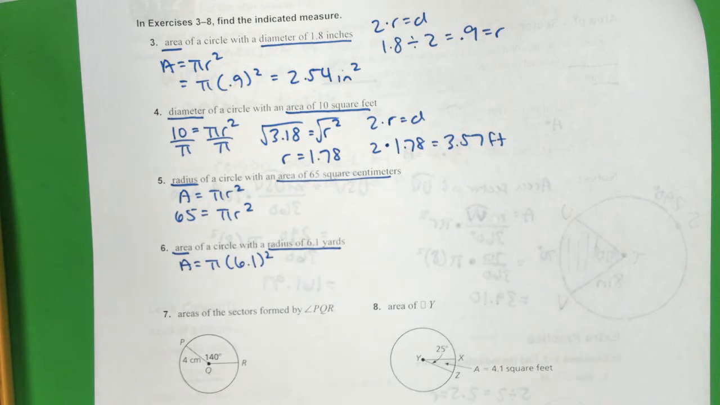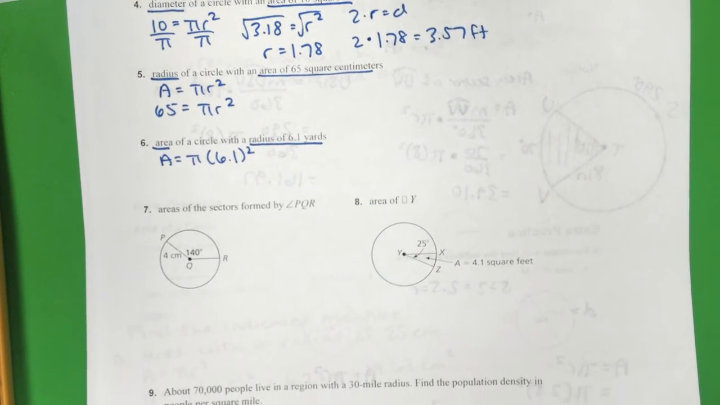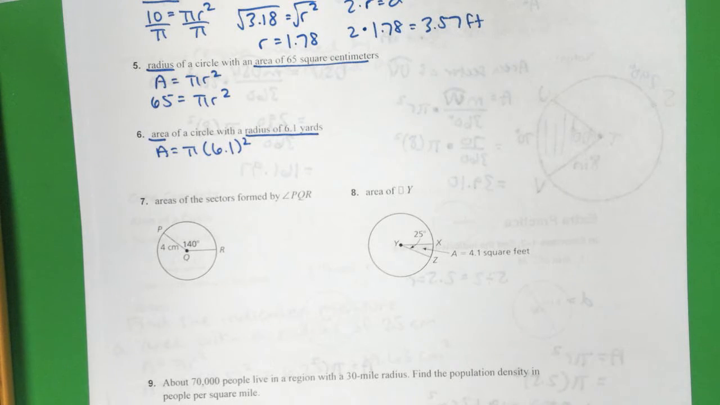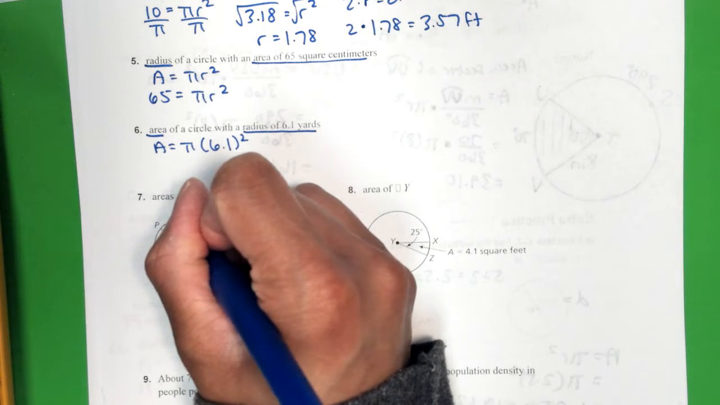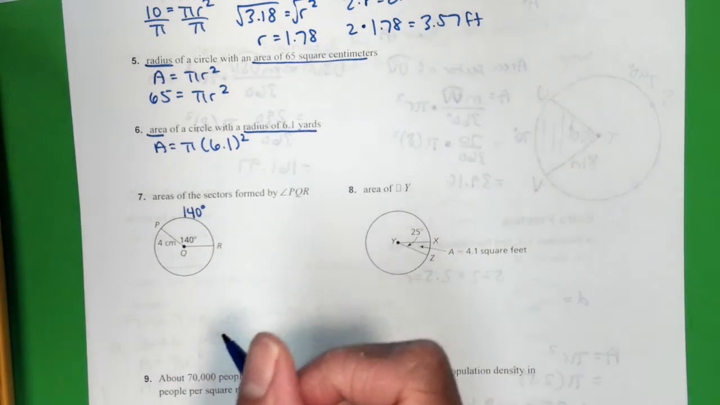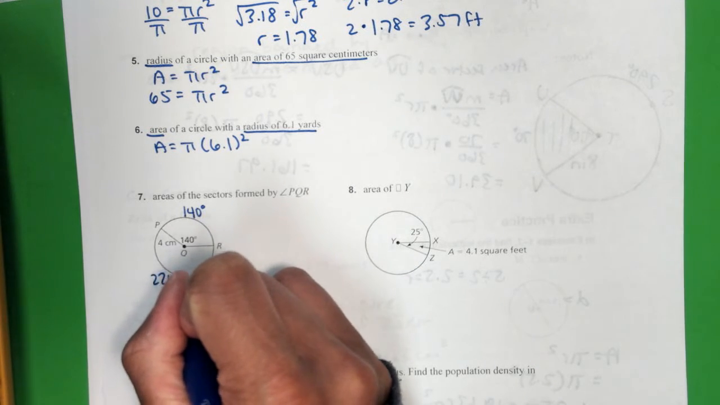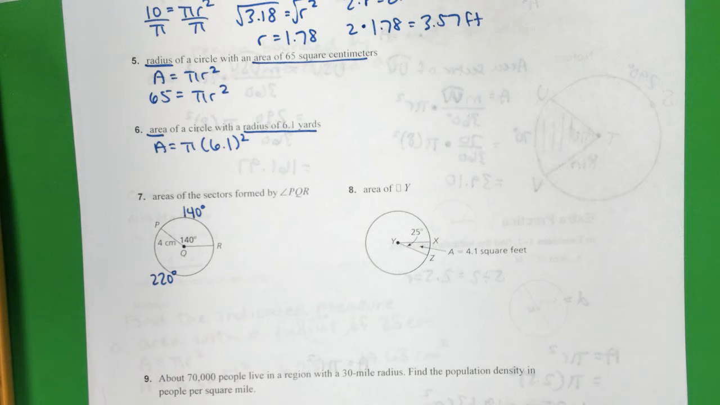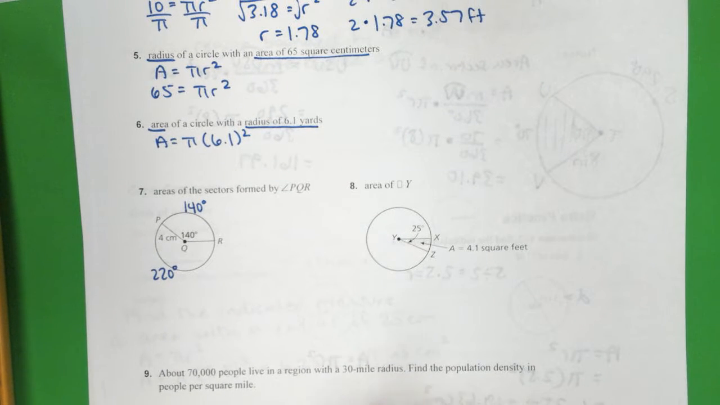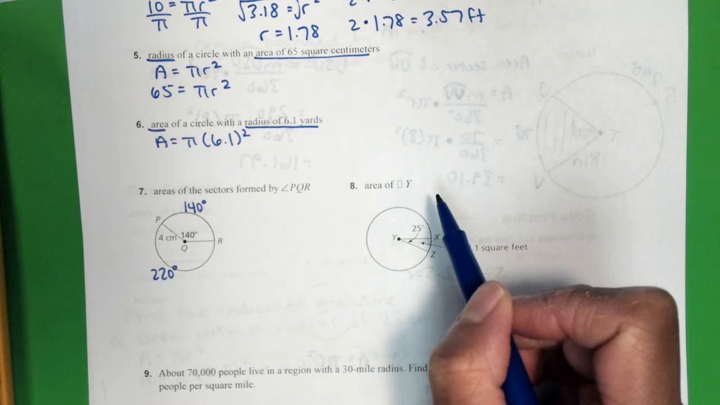Alright, for number 7 and 8, you're using sector area. So you're trying to find the area of both circles. So remember, the arc measure here is 140 degrees. And if I were to subtract from 360, the rest of my arc measure is 220 degrees. Okay, so let's see if you can use both of these arc measures to find different sectors. And then number 8, you have to find the area of y.